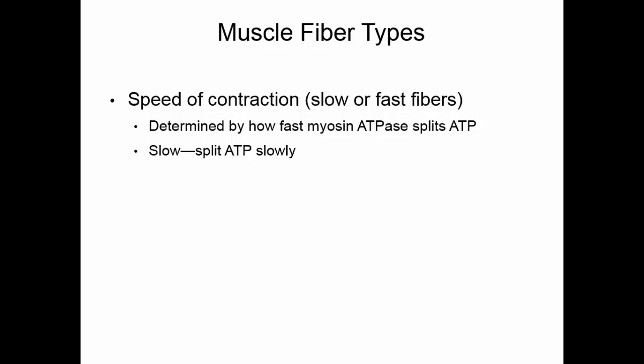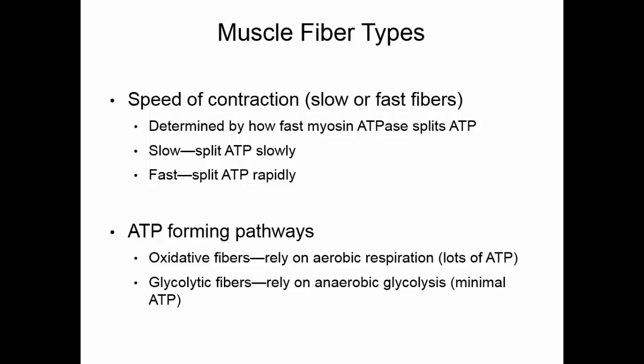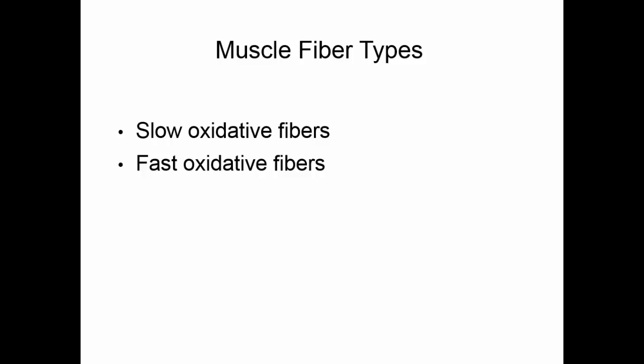Some fibers split ATP very slowly, so the head recocks very slowly. Others split it very rapidly, and so the head recocks very quickly. The ATP forming pathways are the oxidative fibers. These are fibers that rely on aerobic respiration, so they make lots and lots of ATP. Glycolytic fibers rely on anaerobic glycolysis. They produce the minimal amount of ATP. So basically there are three muscle fiber types: slow oxidative fibers, fast oxidative fibers, and fast glycolytic fibers.